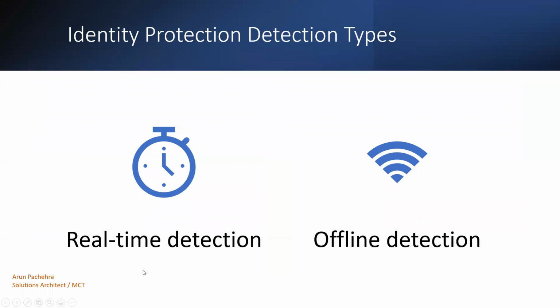And that would be the real time. And offline detection means there is a latency of 2 to 4 hours between when the suspicious activity occurs and when it is flagged. For example, the leaked credentials user risk detection type, which detects user leaked credentials on the dark web or Pastebin, happens offline. This means that there could be a latency of 2 to 4 hours between when the leak is identified and when it is flagged by Identity Protection. Okay, so this is what it is.